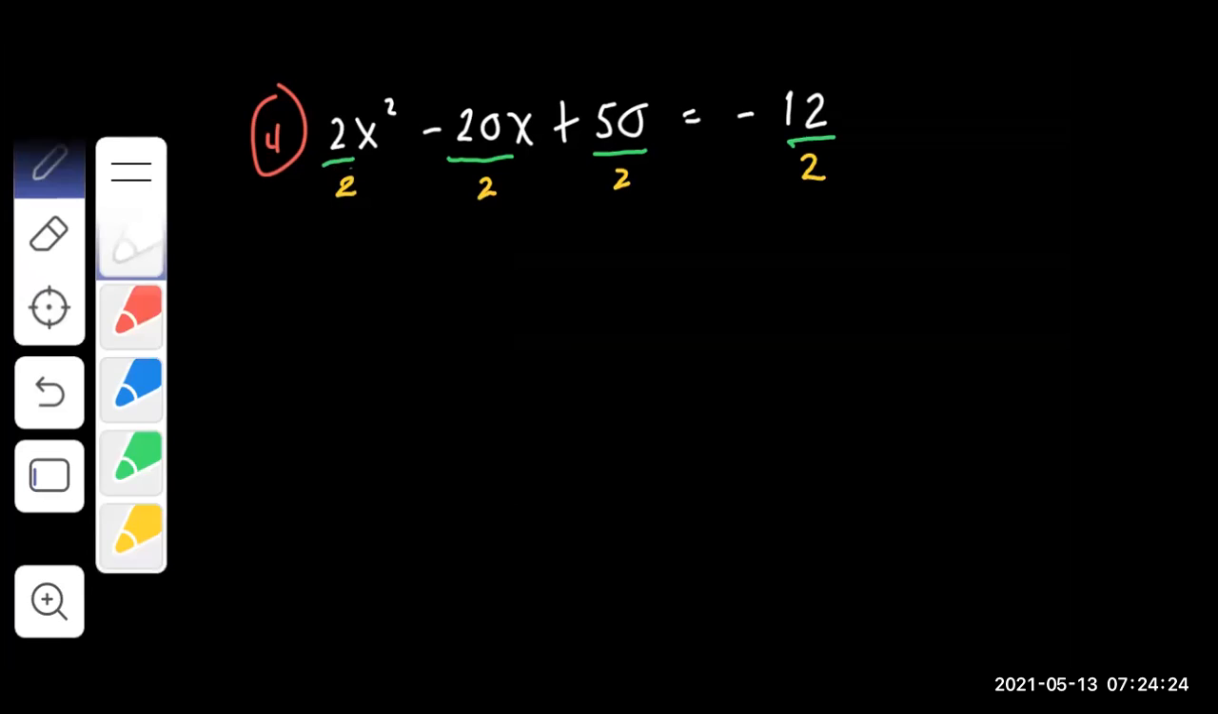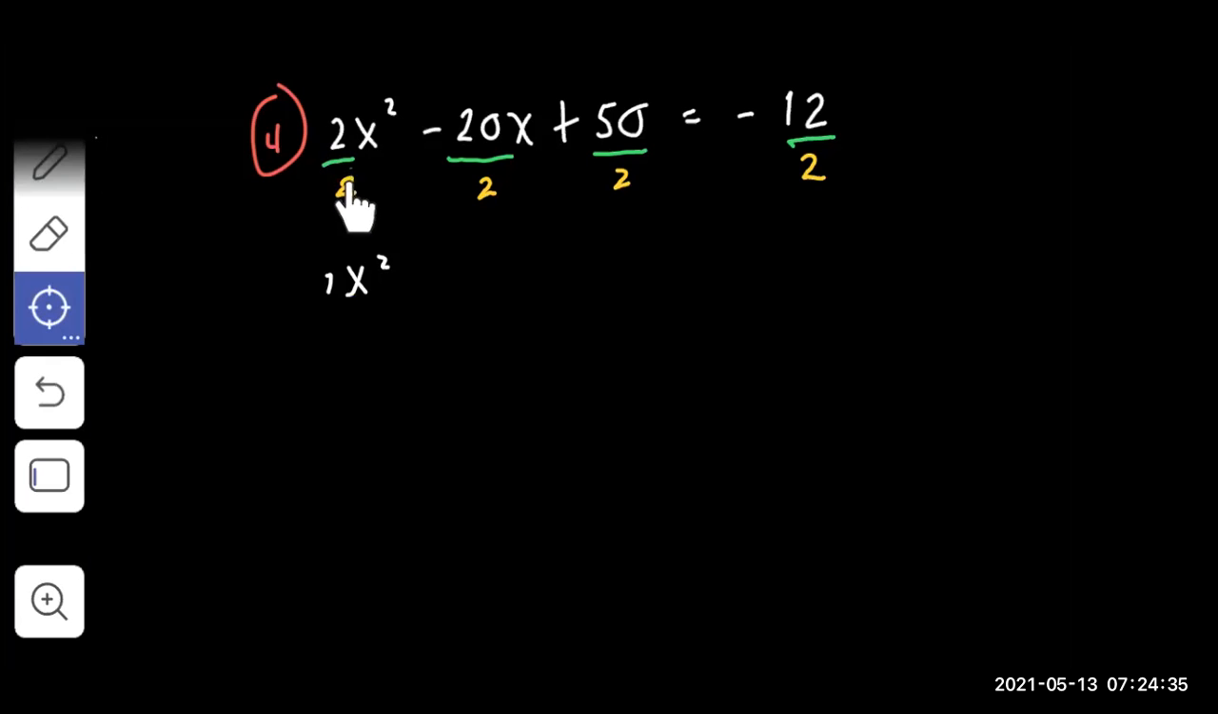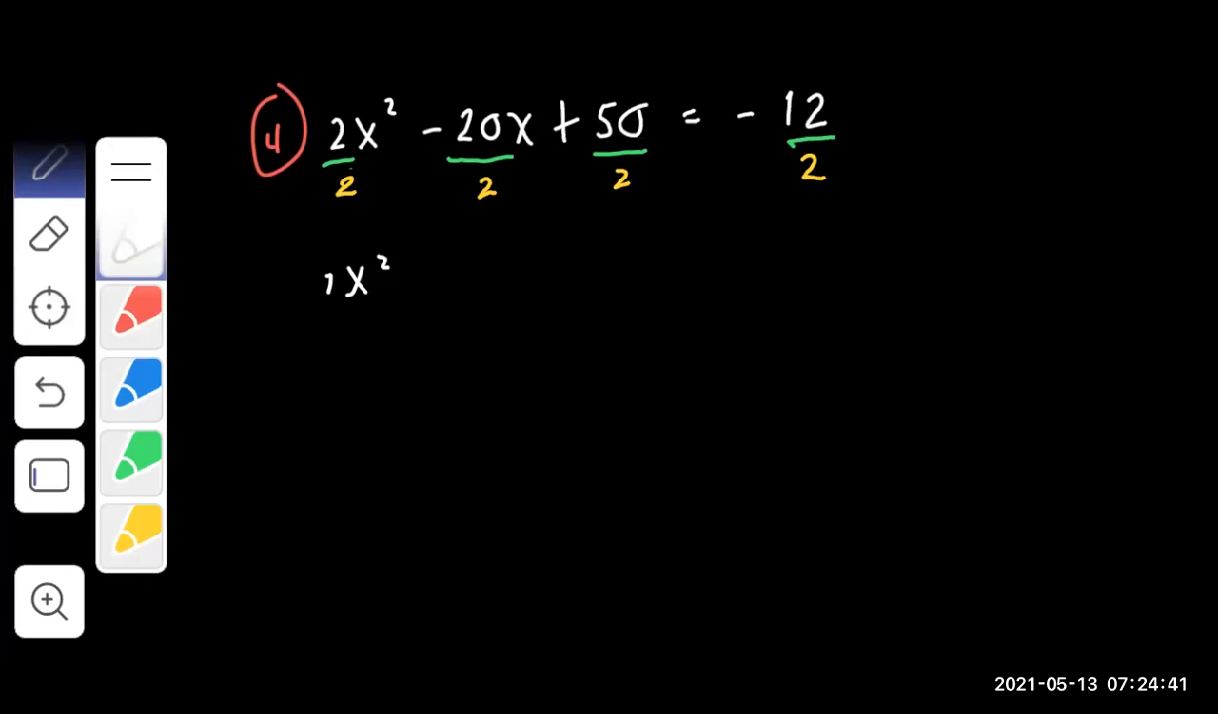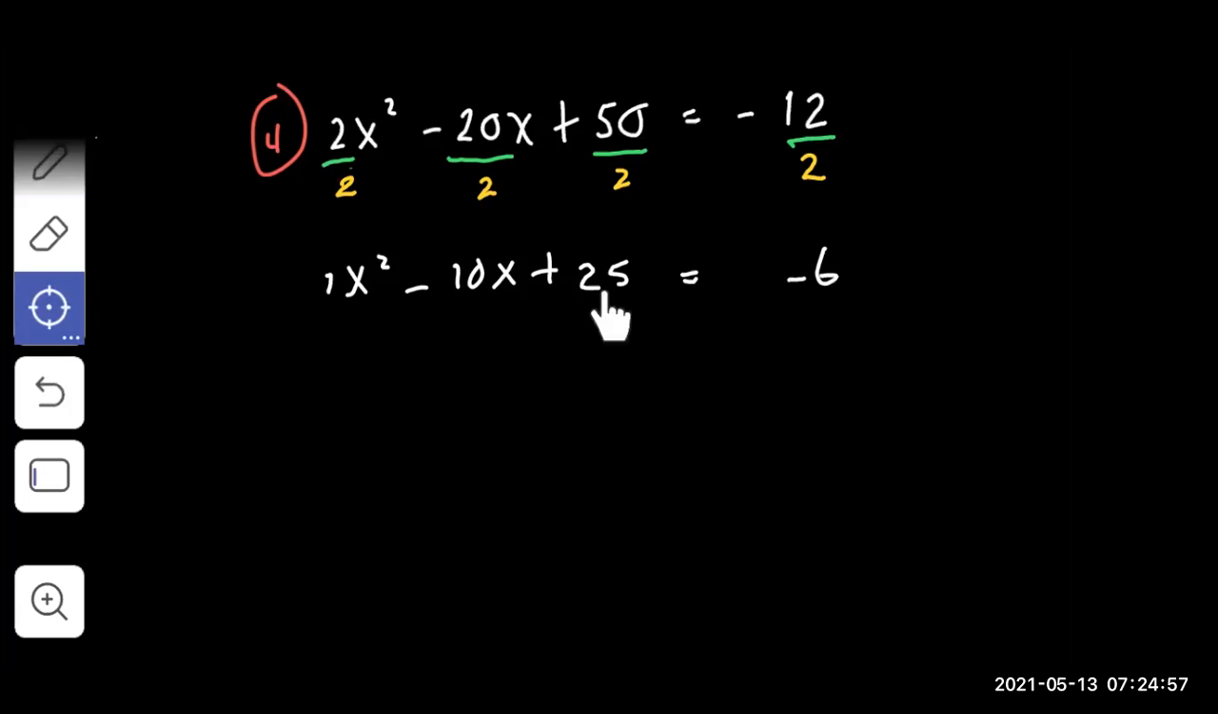So let's simplify it. Can someone tell me, 2 divided by 2 is what? 1, right? X squared, I just copy. I repeat, 2 divided by 2 is 1. And then minus 20 divided by 2, guys, what is that? Negative 10x, that's right. And then plus again, 50 divided by 2, 25. And then negative 12 divided by 2, negative 6. And now, this is the new trinomial. I just divided by 2 because all of these have a common factor too, so I divide the whole equation by 2.